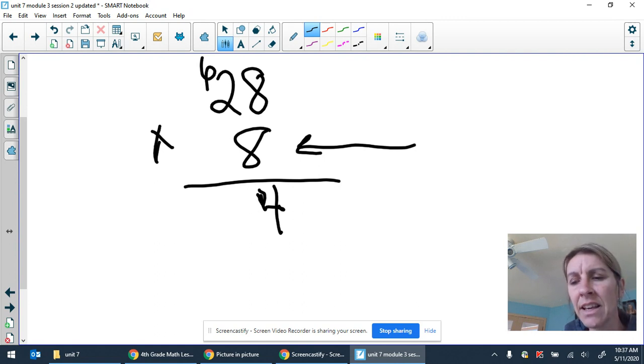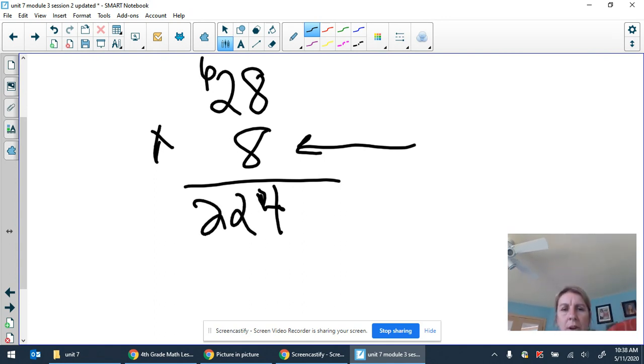Add the 6 that I carried over, the 6 sets of 10. 8 times 2 is 16 plus 6 is 22. And I just write that down below. And that's the standard algorithm.